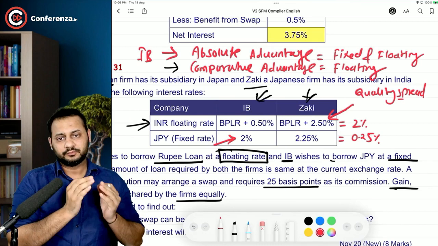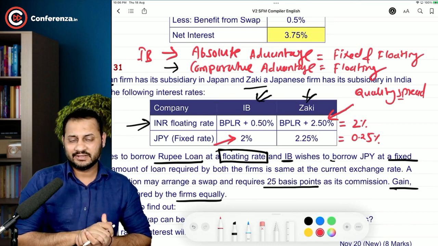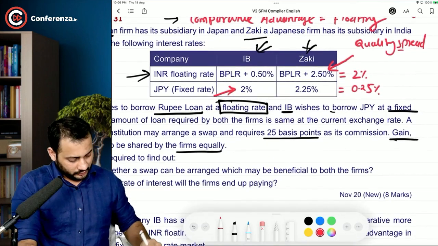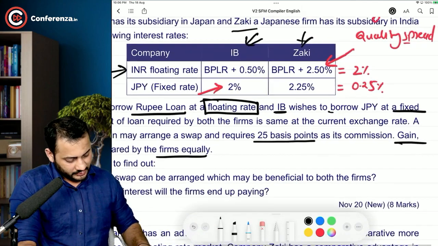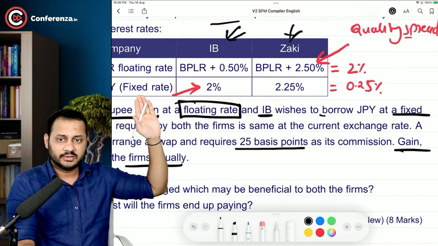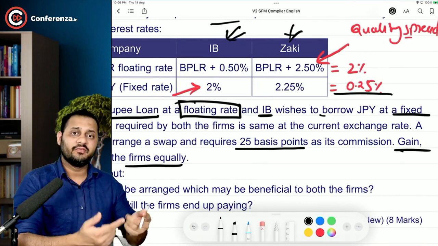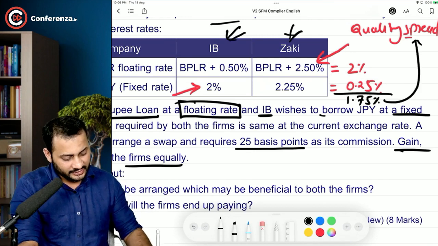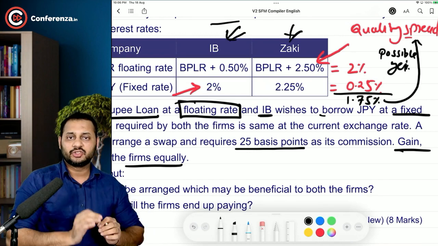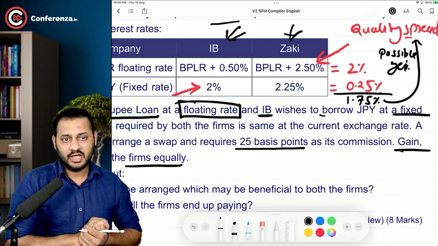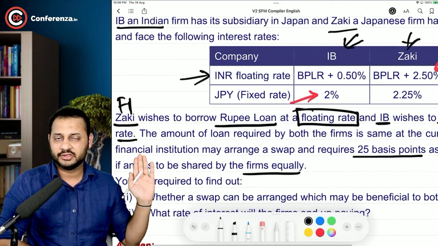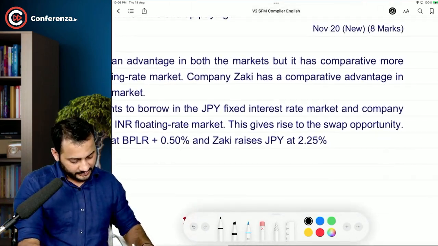Now we'll just go step by step. The difference between floating rate and the difference between fixed rate, and again the difference between the differences of fixed and floating rate is 1.75%. This is called quality spread, or we can call it possible gain. This much of the gain is possible to both the companies. But out of that gain, 0.25 will be taken by the institution, the intermediary.